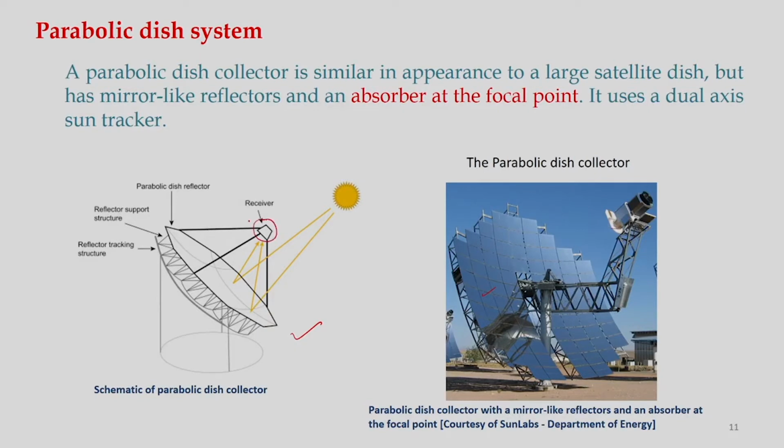Okay. So of course it has to use dual axis tracking. So this is the receiver, and this is the parabolic disk reflector. Solar radiation falls here, it is reflected to this point. Okay. So as you can see here, the reflector support structure is here, and this tracking mechanism is here. So it has to track in 2 axis mode. Okay. And this figure shows the installation of a parabolic disk system.